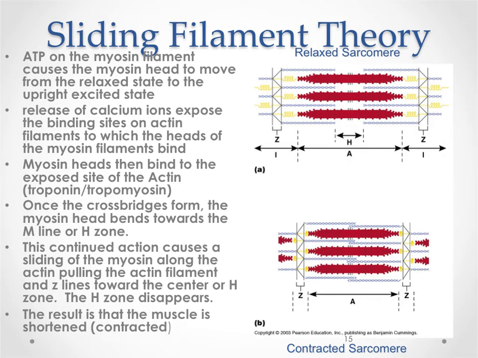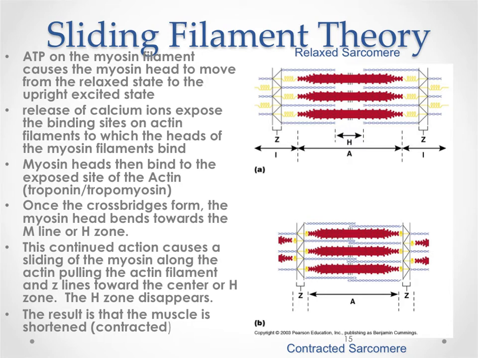For the sliding filament theory, excuse me, we have ATP on the myosin filament that causes the myosin head to move from a relaxed state to an excited state. The myosin heads would kind of like stand up, like at attention. The release of calcium ions will expose binding sites on the actin filaments, so the heads of the myosin are going to bind to these binding sites on the actin.